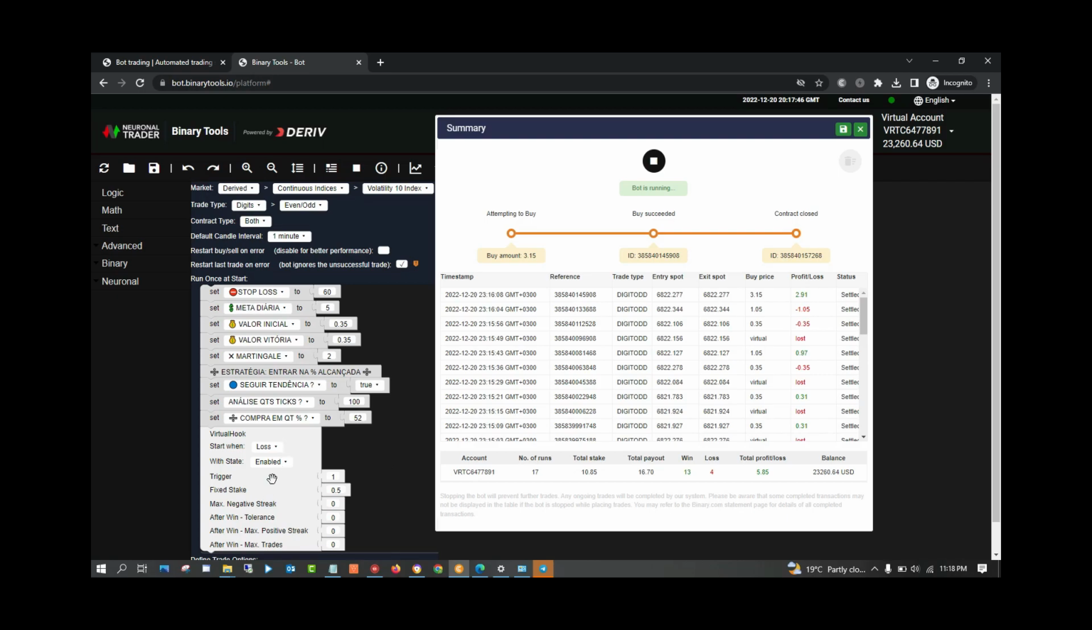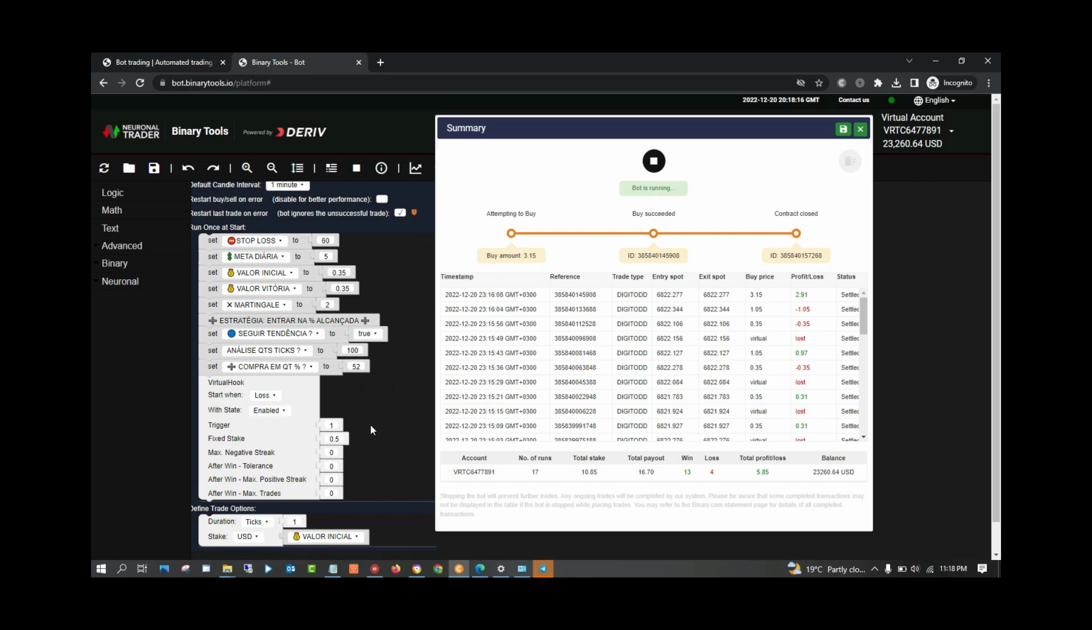So as you can see here, this is a trigger. It only comes when there is 1 loss. So start when there is a loss, then the virtual hook is enabled, so it triggers that. So that is exactly what is happening here. So you can test it out also, and if it is good for you, you can download it and use it.